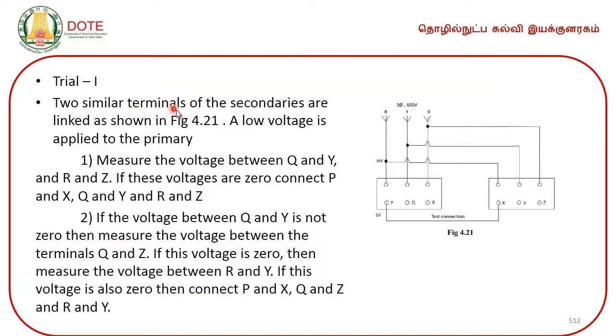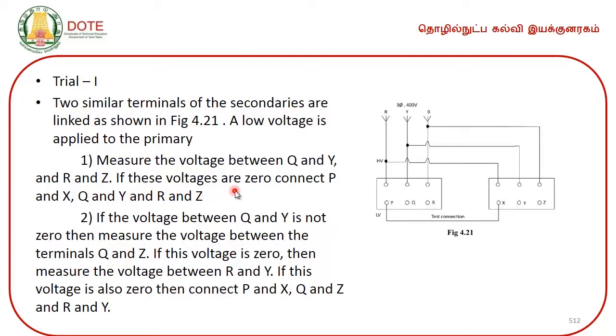Two similar terminals of the secondaries are linked as shown in figure 4.21. So this is one transformer, this is another transformer to be connected in parallel. Now let me connect this P terminal to the X. Now a low voltage is applied to the primary. Measure the voltage between Q and Y. Similarly, measure the voltage between R and Z.